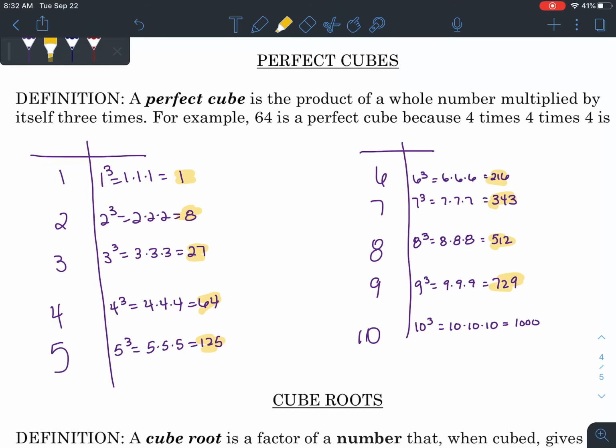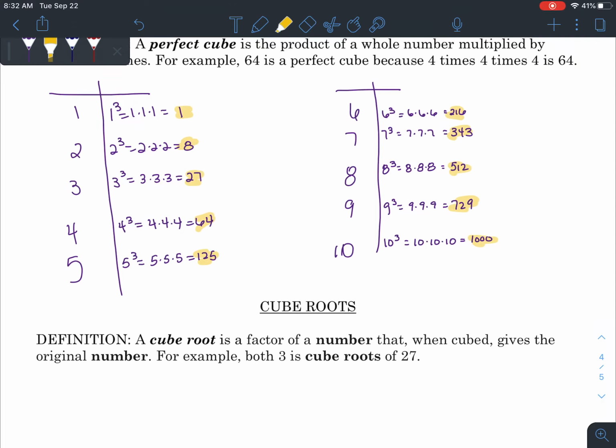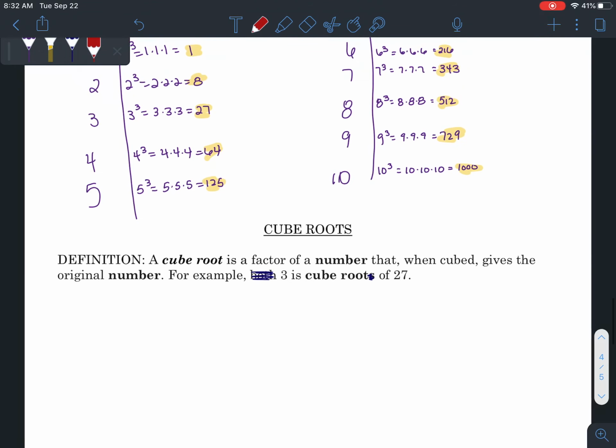And that will lead us into our next thing called cube roots. Yes, there are such things as cube roots. Same idea as square roots. Okay? A cube root is a factor of a number that when cubed gives you the original number. For example, 3 is a cube root of 27. Okay? Let's take a closer look at that number 27.